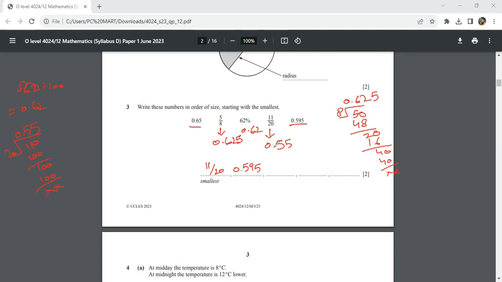And afterwards, we have 0.62. And then we have 0.625, which is 5 upon 8. And then we have 0.65. So these numbers will be arranged like this. Next question.